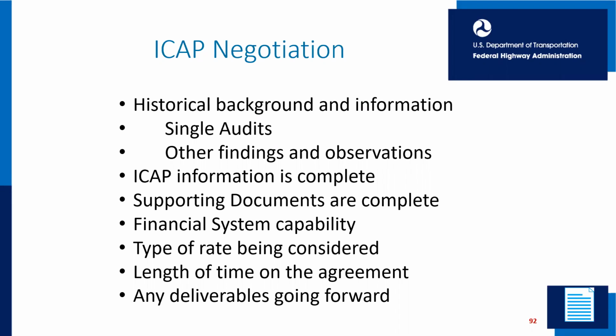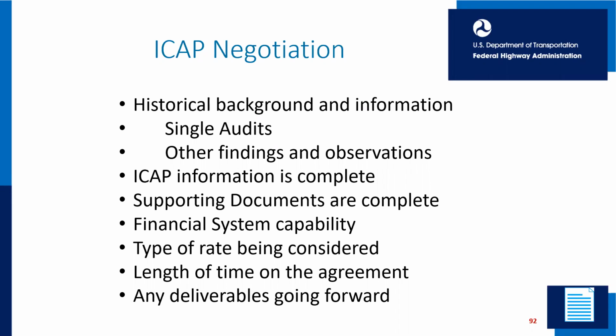Obviously, everything has to be complete: the supporting documents that we talked about, their financial system capabilities, the type of rate that's being considered. And this just goes to the question of, what type of organization are they? What type of rate is best? We mentioned provisional is really not the go-to if you've got multiple grants, because it's administratively burdensome, things of that nature that we've already talked about.